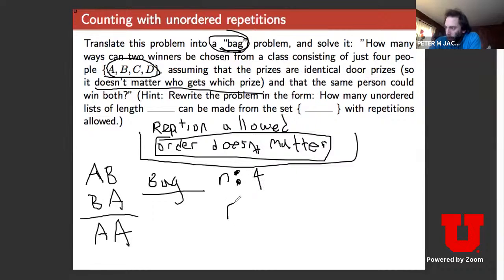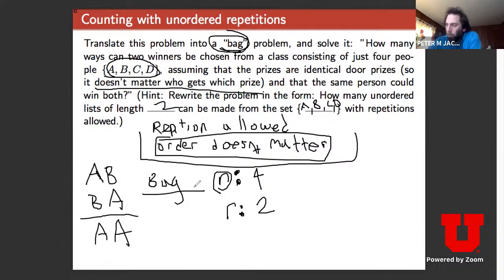Then we need to figure out how many positions there are, how many items we're taking out of the bag. So what's in the bag and how large is the bag? And r is the number of times we're selecting from the bag, and we're giving out 2 prizes, so that's 2. At this point, the list is of length 2, and the set is A, B, C, D. Those are the items that are in the bag.